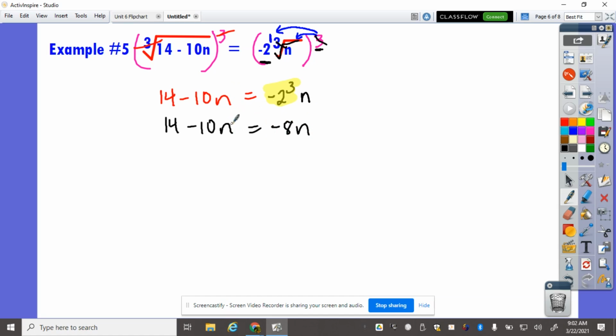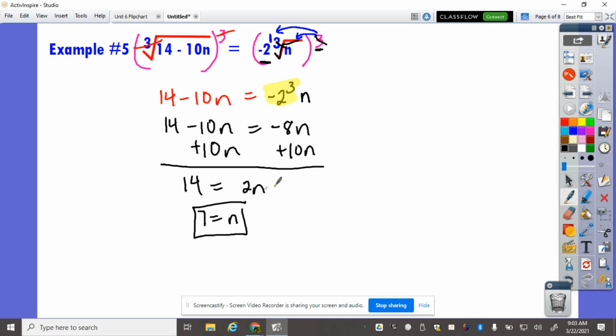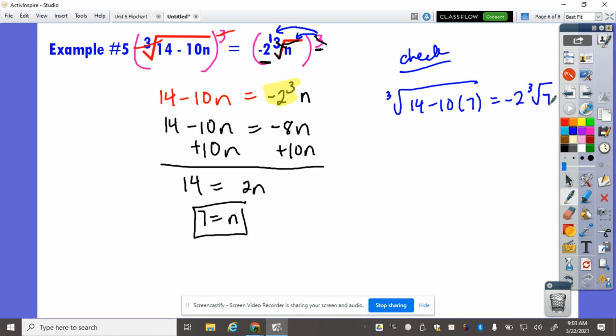The rest is just solving a linear equation. Plus 10n here, plus 10n there. Let's see, 14 equals 2n, so therefore 7 is equal to n. Now let's plug the value of n back in to check. The cube root of 14 minus 10 times 7 is equal to negative 2 times the cube root of 7.